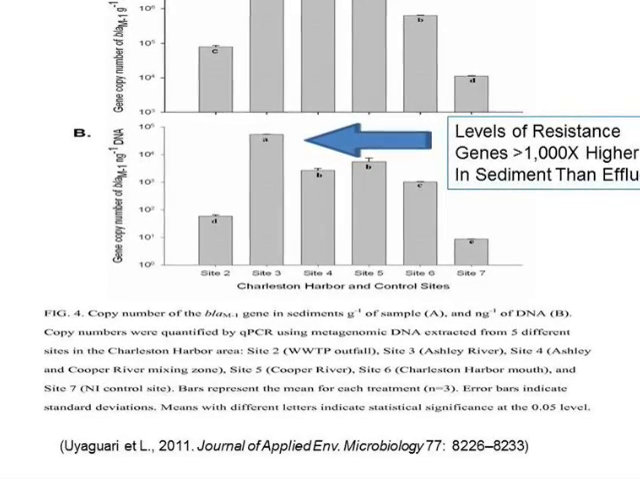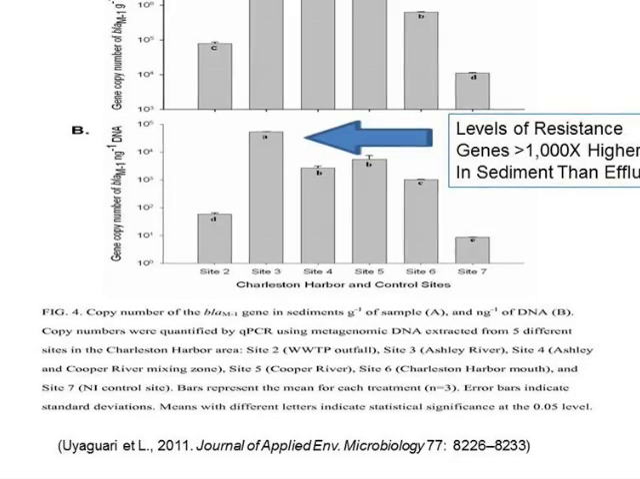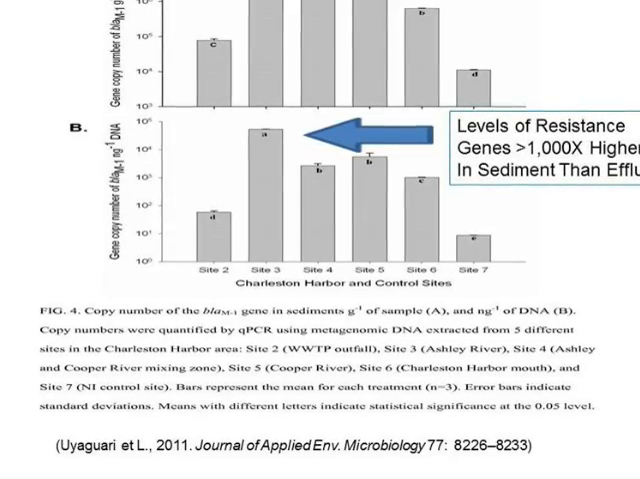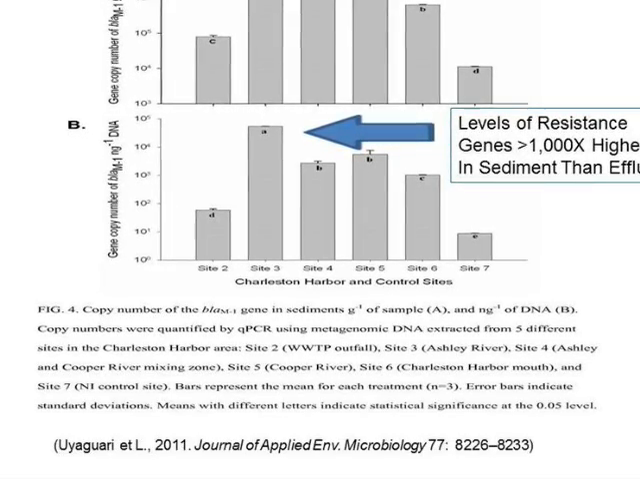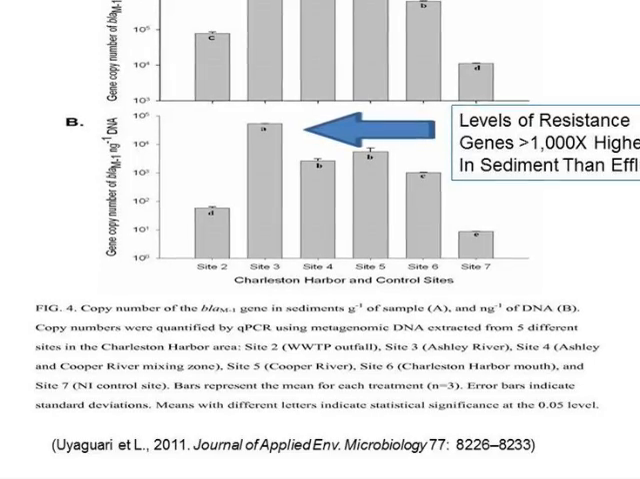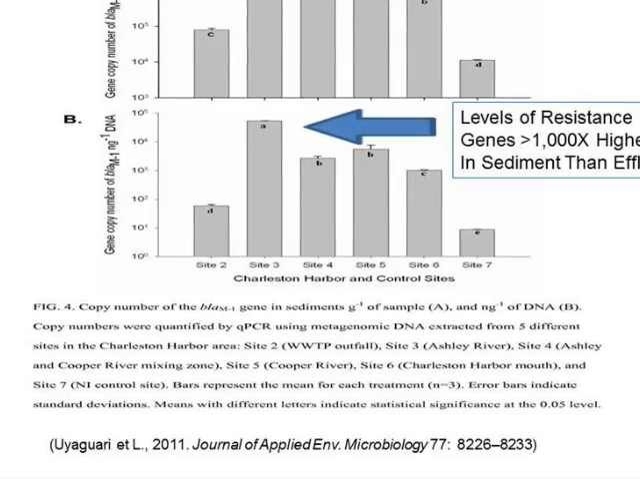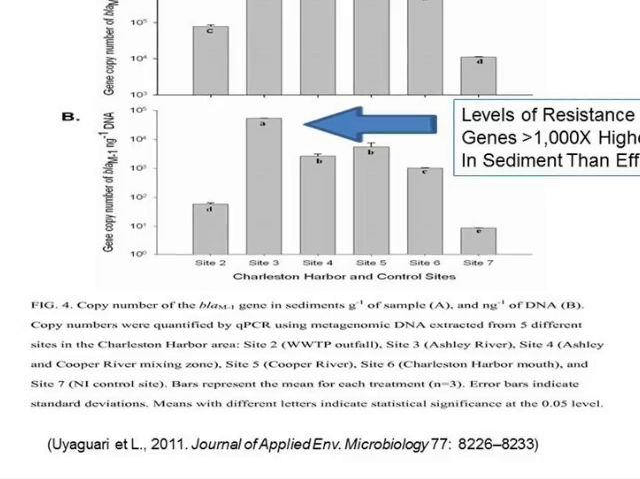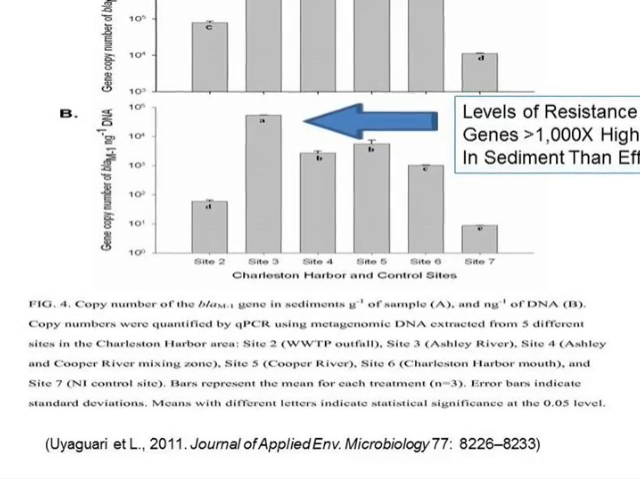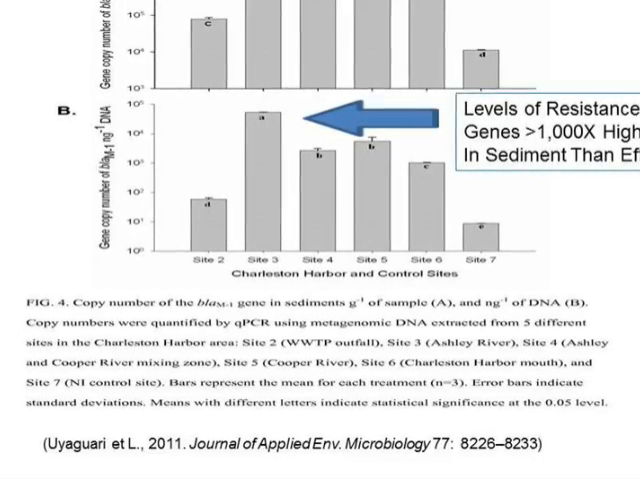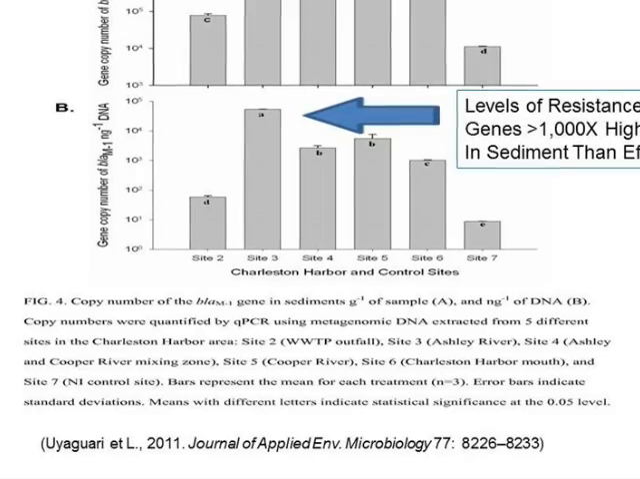You'll also notice this site at the far right is a pristine area in North Inlet, a NOAA National Estuarine Research Reserve site, and you'll notice again using a log scale the levels are 60 to 70% lower in this region than they are coming out of the secondary treated effluent.